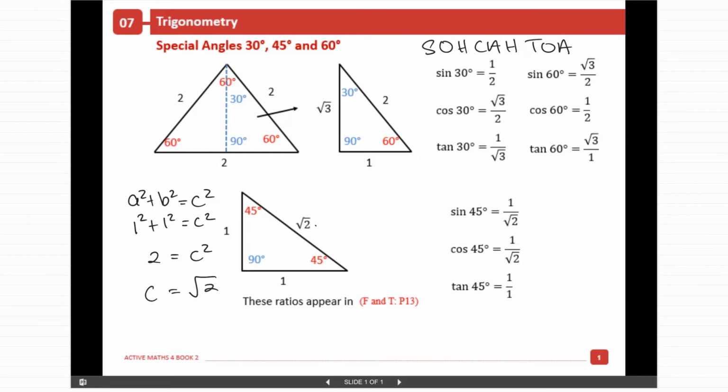Okay, and as I mentioned before, all of these ratios are on page 13 of your Formula and Tables book. And so if you're ever asked to find the sine, cos or tan of these angles in surd form, you use that page 13. Surds are square roots that are not rational. Okay, so the likes of root 3 and root 2, and they can be useful in working out given trigonometric equations. So we'll look at a couple of examples.